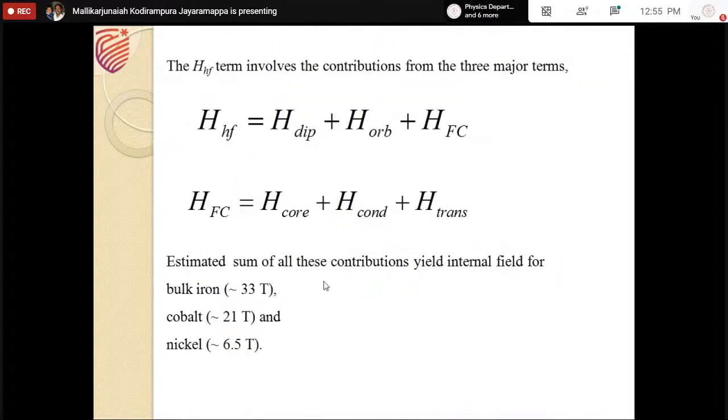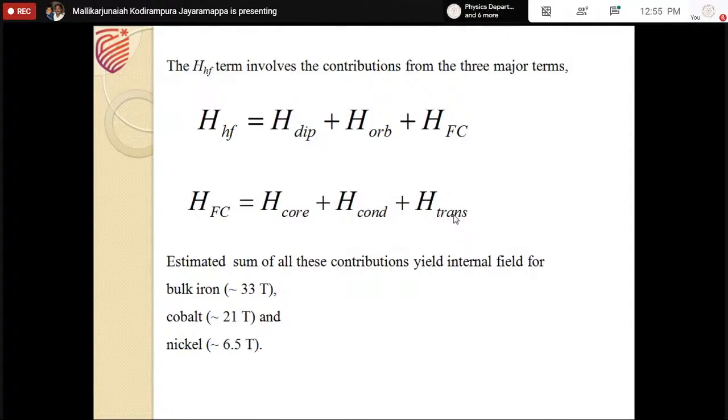And the hyperfine field H hyperfine consists of the dipolar field, the orbital field, and FC, the Fermi contact field. Again, this FC consists of H core, H conduction electrons, and the transferred field. Again, I am not spelling out more, just for completeness' sake. When we discuss the next slide, we'll talk in detail about the function of the individual terms shown in this slide.